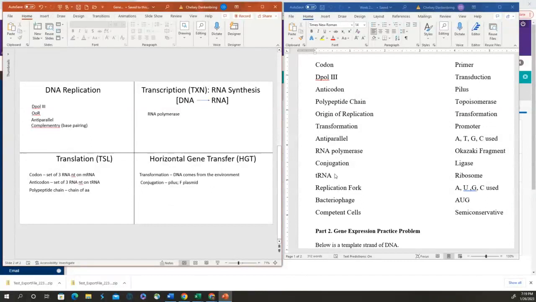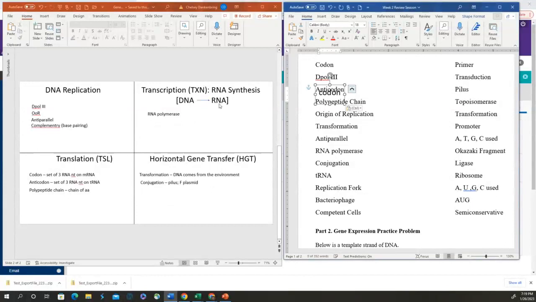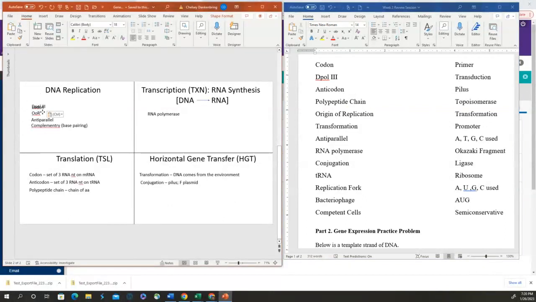All right, tRNA is our next word. Where does tRNA go? tRNA is going to be with translation. Oh, I'm in the wrong file. So tRNA is associated with translation. What does that T stand for? Transfer. Good. So remember that. It's a transfer RNA, which means it has to be transferring something.